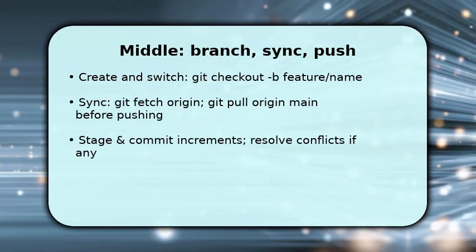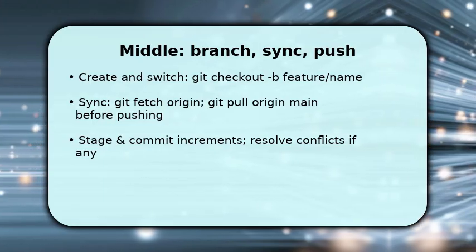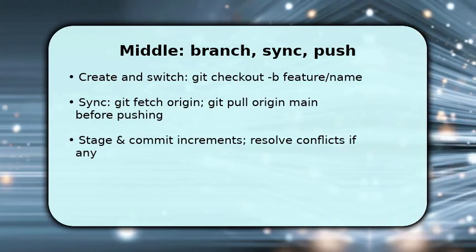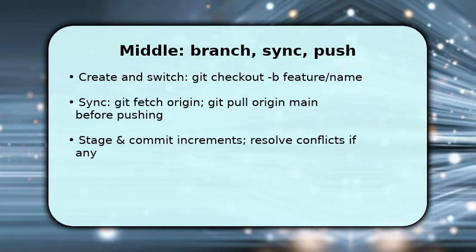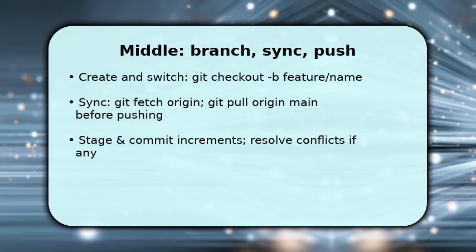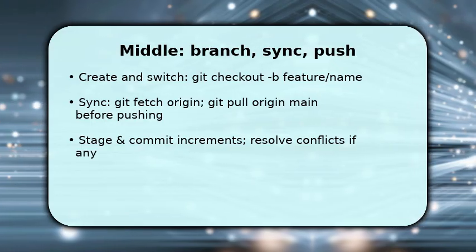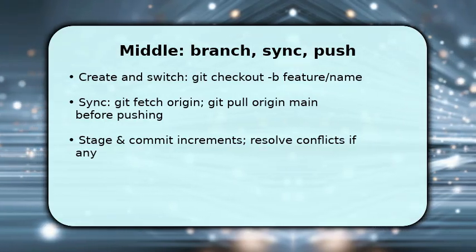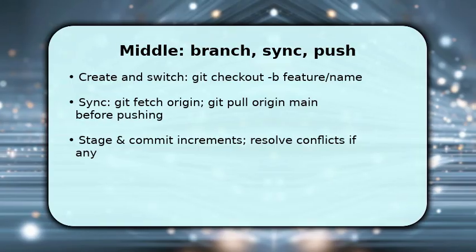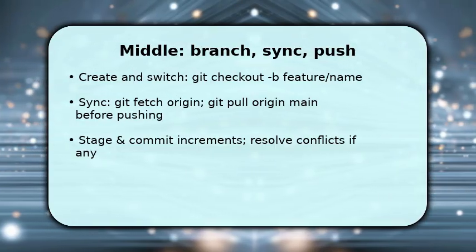Before sending work upstream, make sure to fetch and pull from origin main to integrate remote updates. This prevents conflicts. If conflicts appear, resolve them, add the resolved files, and commit. Finally, push your branch with git push -u origin feature/name so GitHub receives it.